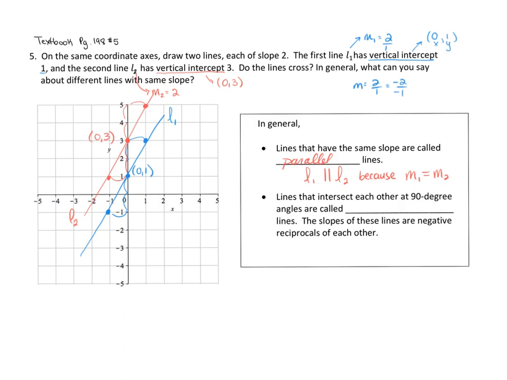So now I want to pose this question to you. What do we call lines that intersect each other at 90-degree angles? If lines intersect each other at 90-degree angles, then we know that their slopes are going to be negative reciprocals of each other. So pause the video, think about that for a second, and then hopefully you have answered that these lines are called perpendicular lines.